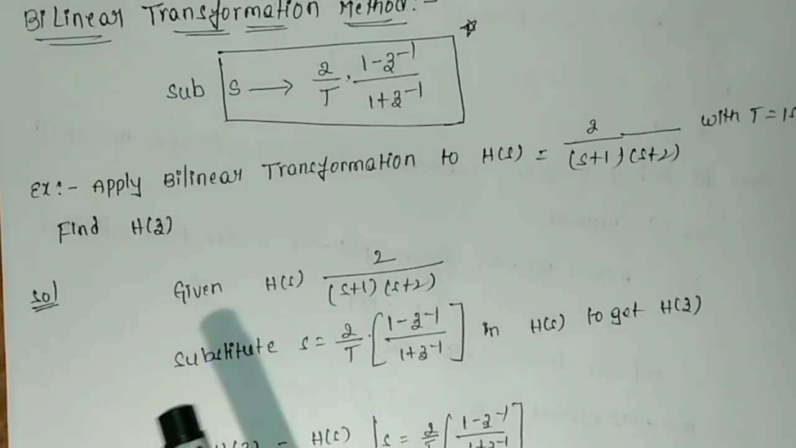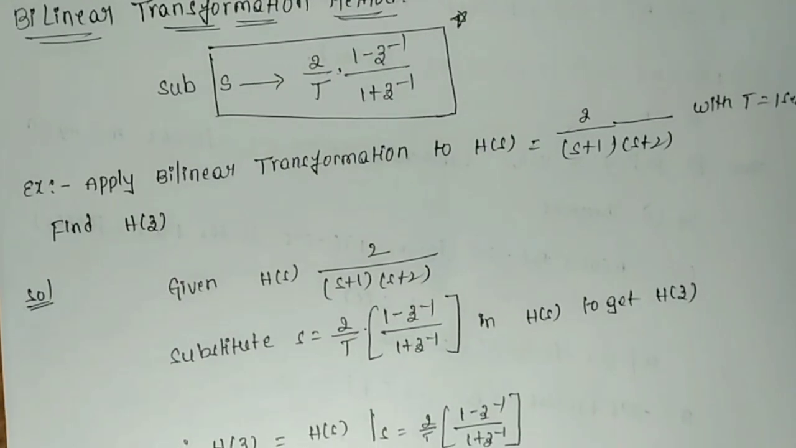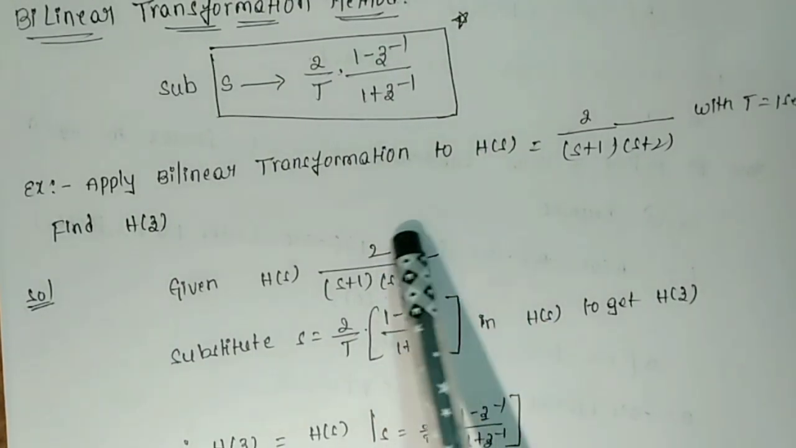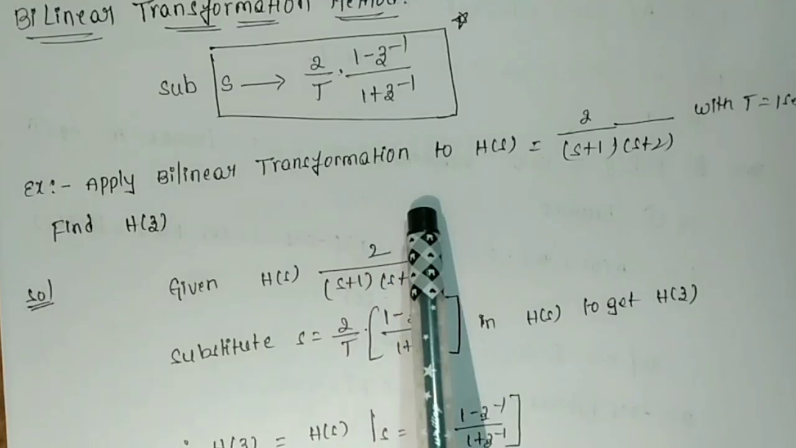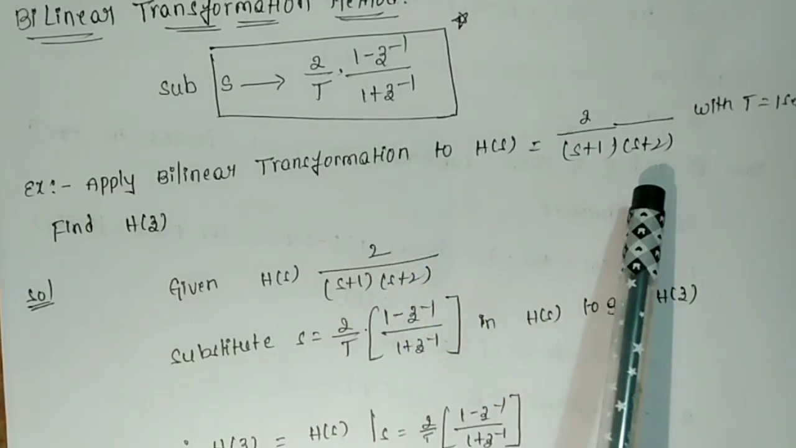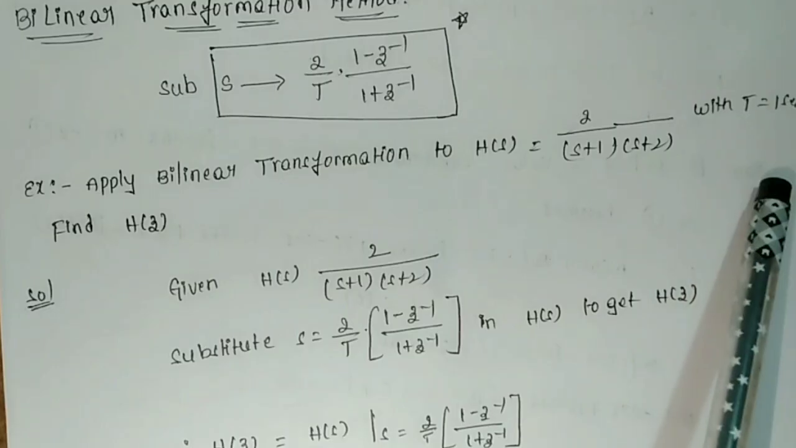Generally in the questions T will be 1 second. If not, they will give you the sampling frequency, and then you have to convert that sampling frequency into the required time T. Okay, so without any delay, let us go to the problem of the bilinear transformation method. Here H of s is given. By applying the bilinear transformation, H of s is equal to 2 by (s plus 1) into (s plus 2), with T equal to 1 second. I told you.